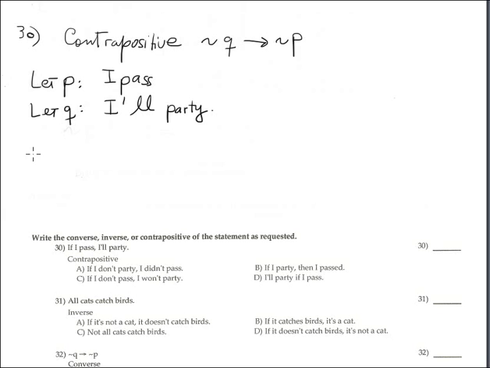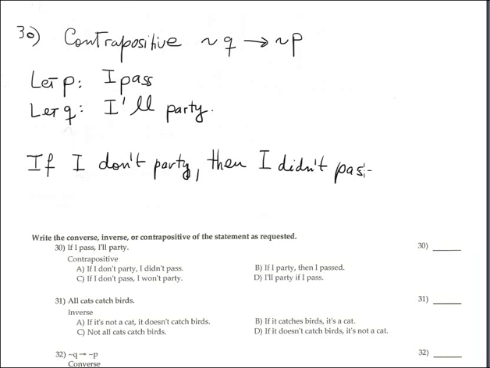Okay, the contrapositive is the negation Q, but Q is I'll pari. According negation is if, because it's a conditional. If I don't pari, comma, then I didn't pass. Okay, corresponding with the option A.